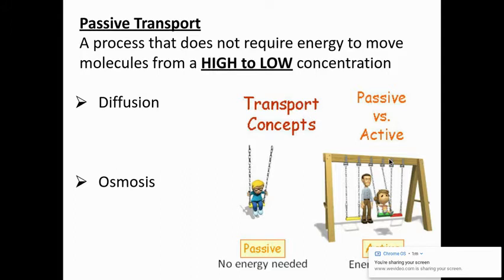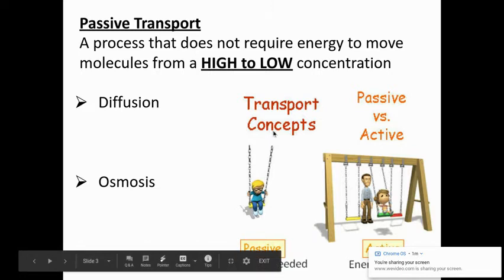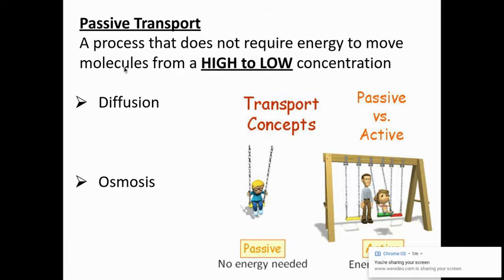Briefly in your game, you learned a little bit about how molecules are transported in and out of the cell. We have two main types of transport, passive and active. The first one we'll talk about is passive transport. Passive transport does not require energy to move molecules from an area of high concentration to low concentration. We'll kind of see what that looks like here shortly. There are two types of passive transport. There's diffusion and osmosis.